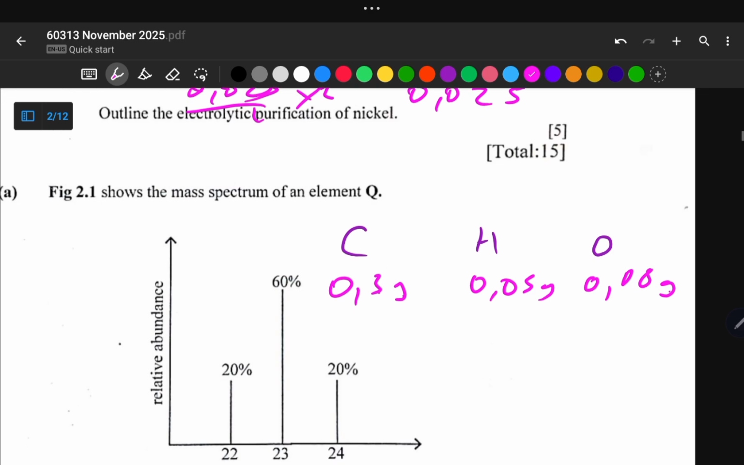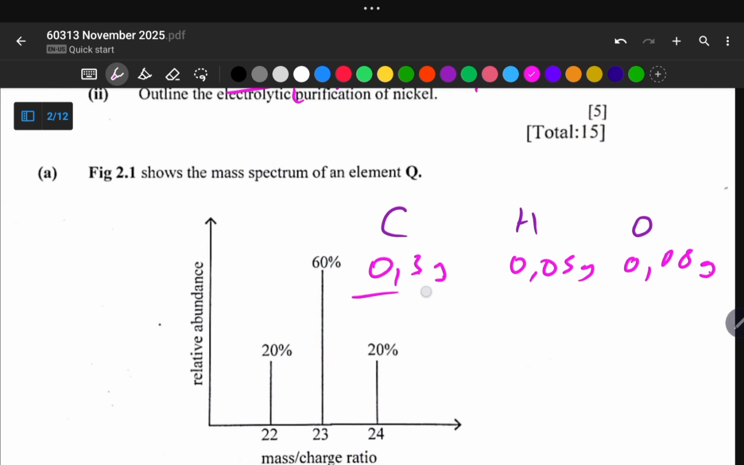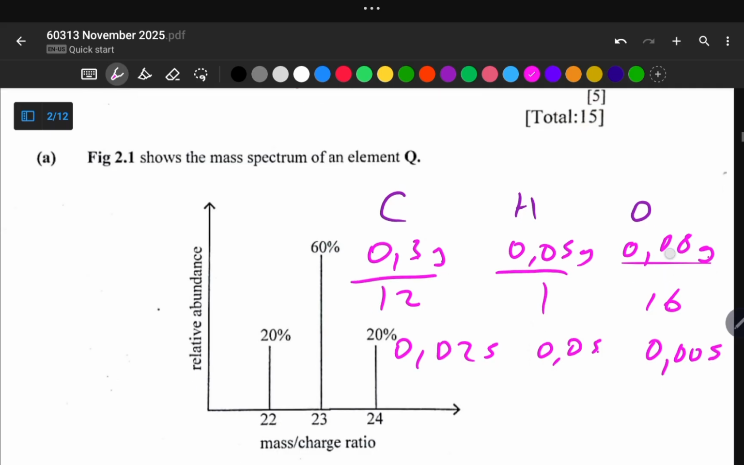And then we are going to have our normal procedure of calculating empirical formula, right? So we're dividing with the Ars, right? So here we divide by 12, here by 1, and then here by 16. So it's 0.3 divided by 12, and then we are back to 0.025, and then here is 0.05, and then here is 0.08 divided by 16, and then we are going to have 0.005, and then we divide with the smallest.